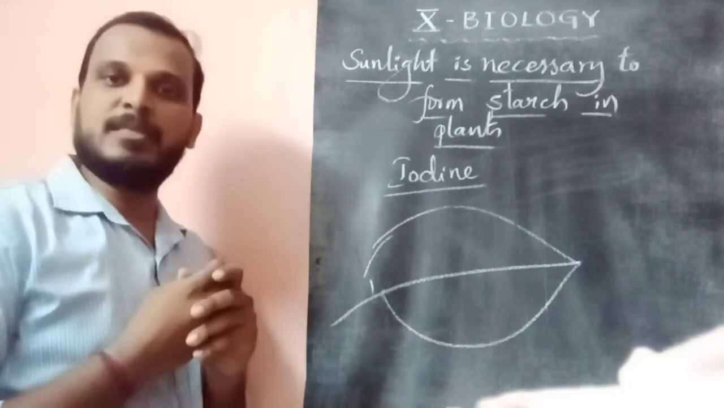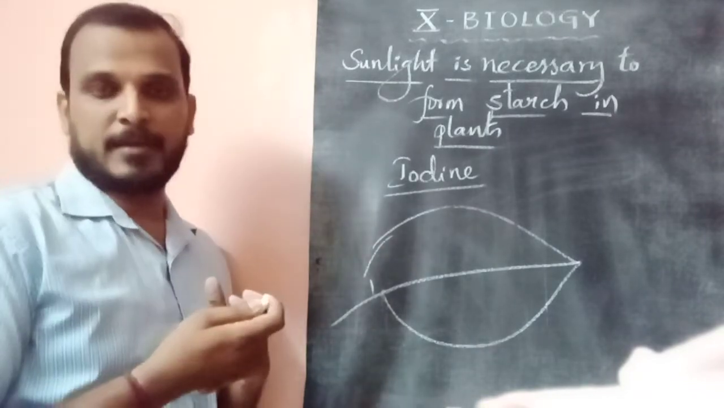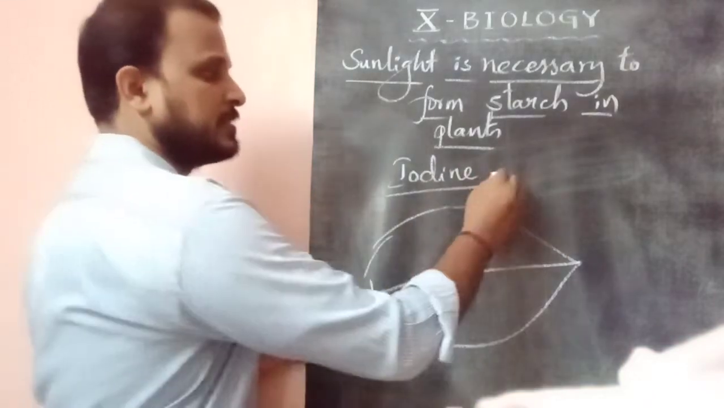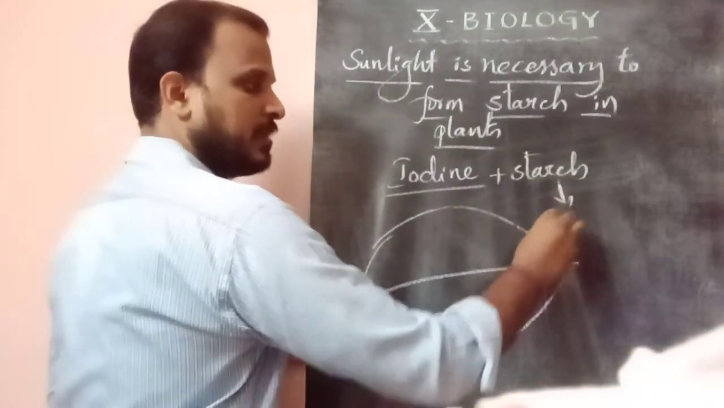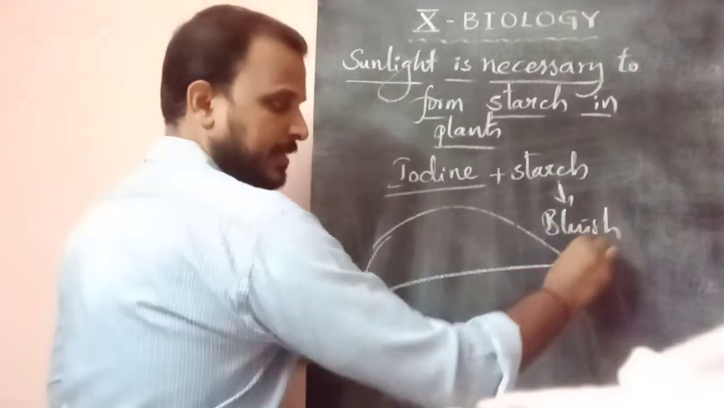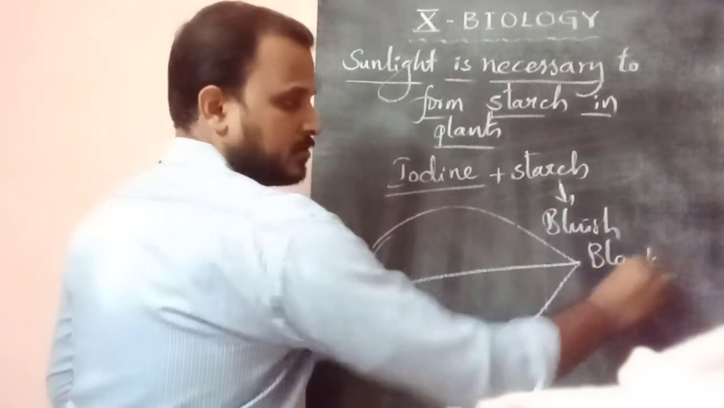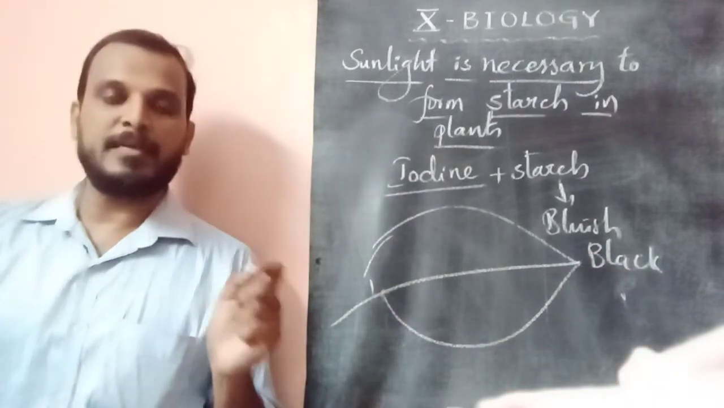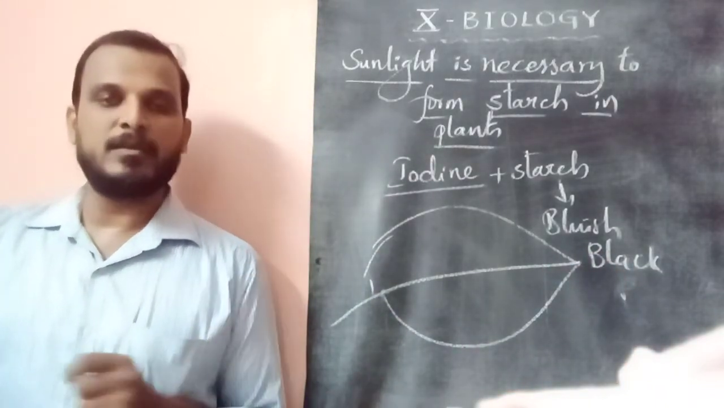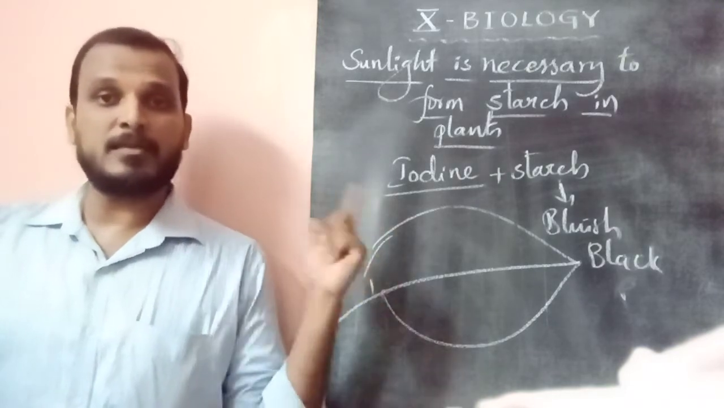Now which portion will turn bluish black? If starch is present, the iodine will turn it into which color? Bluish black color, as you know well. So here you can see the bluish black color. We can construct some bits. What is the reagent for starch? Iodine. What is the result of the starch iodine test?